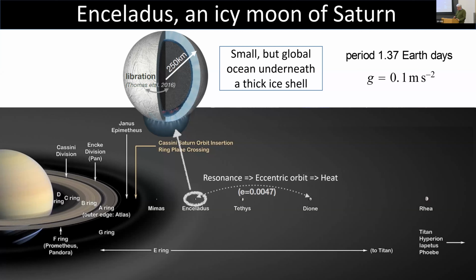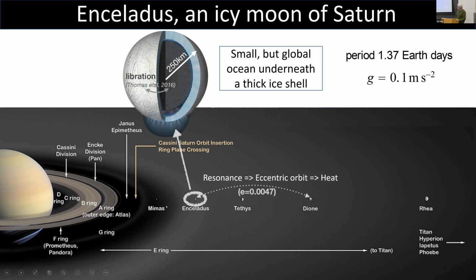So I'm going to focus on Enceladus, which is an icy moon of Saturn. And the reason is that, curiously, we think we know more about it than Europa. Enceladus is a moon of Saturn. It's small, only 250 kilometers in radius. And we think there's an ocean underneath this thick ice shell.